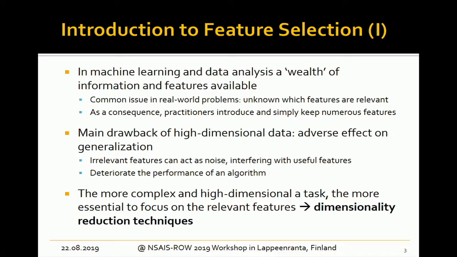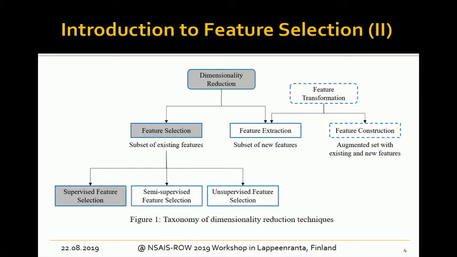And that's why, especially for more complex problems in high-dimensional space, so with many features and potentially also many samples or observations, it's even more important to basically concentrate on those relevant features. And that's why dimensionality reduction techniques, or DR techniques, are used. And one of those techniques is actually the feature selection.